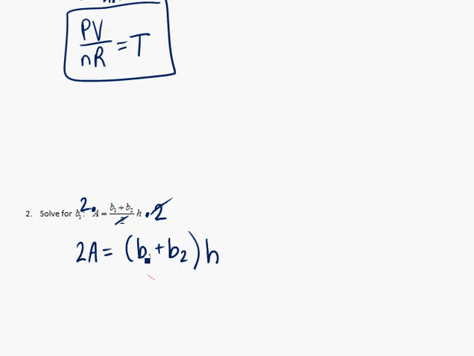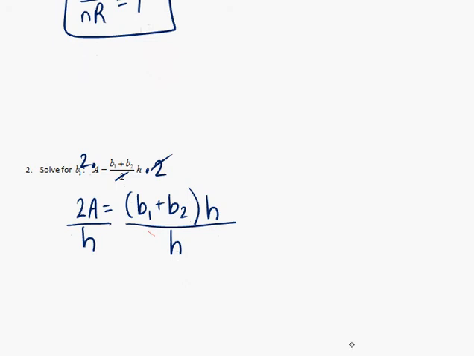Since I'm trying to isolate the b1, the h is attached to this quantity by multiplication, so I want to do the inverse operation and divide both sides by h. These h's will cancel and leave us with b1 plus b2. I don't really need my parentheses anymore because I'm no longer multiplying by something. And on the left-hand side, I have 2a over h. Finally, I have just one more step to go if I'm solving for b1. b2 is attached to b1 by addition, so I need to do the inverse operation and subtract b2 from both sides.